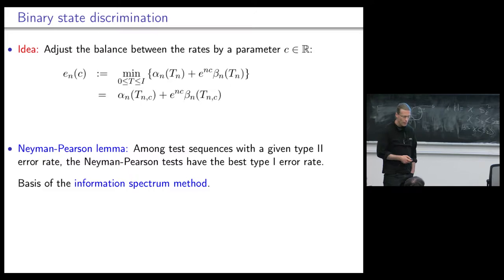And actually, there is a whole branch of information theory that has grown out from this observation. It's the information spectrum method, which is studying the asymptotic behavior of error probabilities on these Neyman-Pearson tests. Okay, but I'm not going to go into this direction.